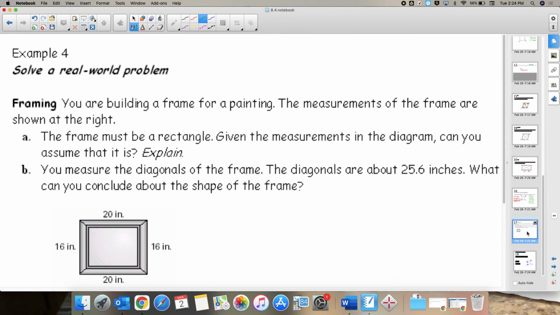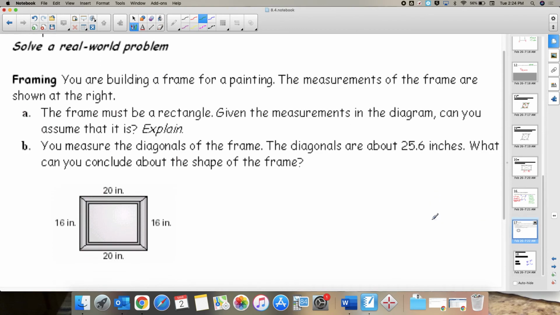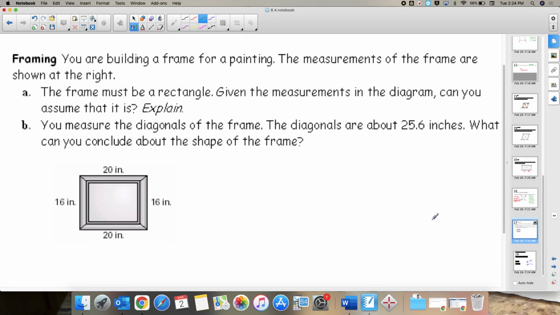Taking a look at our last example then. It says you're building a frame for a painting. The measures of the frame are shown. It says the frame must be a rectangle. Given the measurements in the diagram, can we assume it is? The only measurements we know, we got the 20 with the 20. We got the 16 with the 16. So we have the opposite sides being congruent. That does not make a rectangle. The thing you need for a rectangle, there are no right angles. That's the measurements we need.